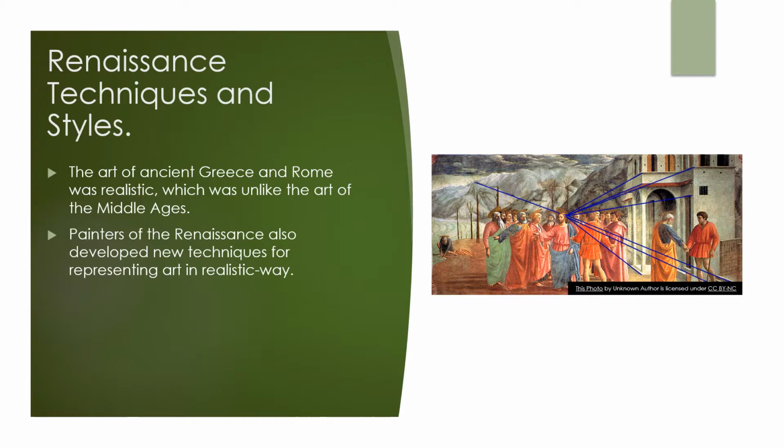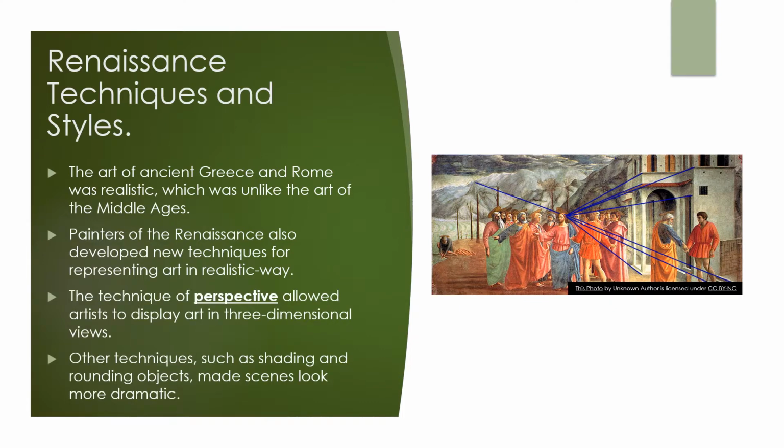So painters of the Renaissance are also going to develop new techniques for representing art in realistic ways. And one of the ways that they do this is a technique known as perspective. And I want to take a minute here to show you this. So perspective is basically centering on the middle of the image, as you can see here with the blue lines in the painting. And it makes you feel like the picture is pretty much like 3D, quote unquote, right? It looks like you can kind of walk into the picture, you can walk into the painting, and things like that. So art is going to begin to be showing these new styles in three-dimensional ways.